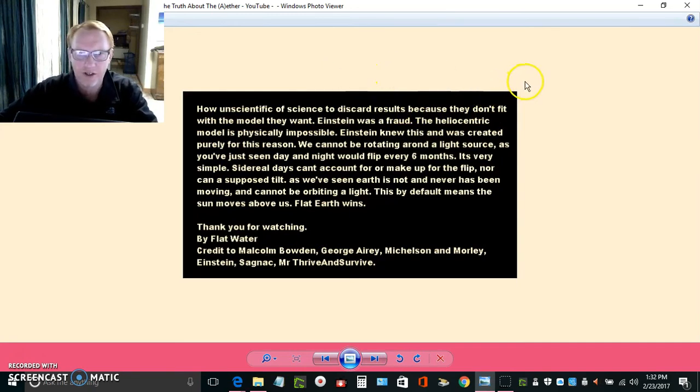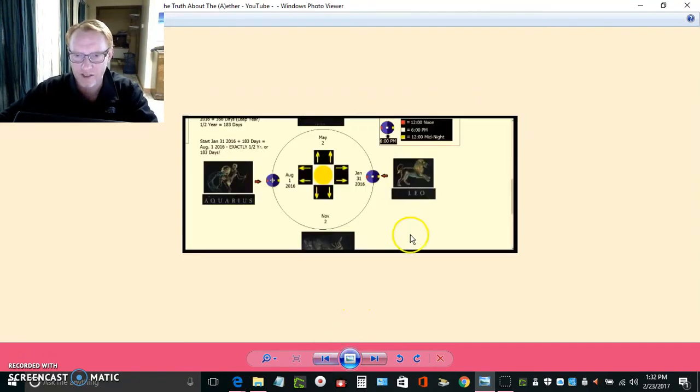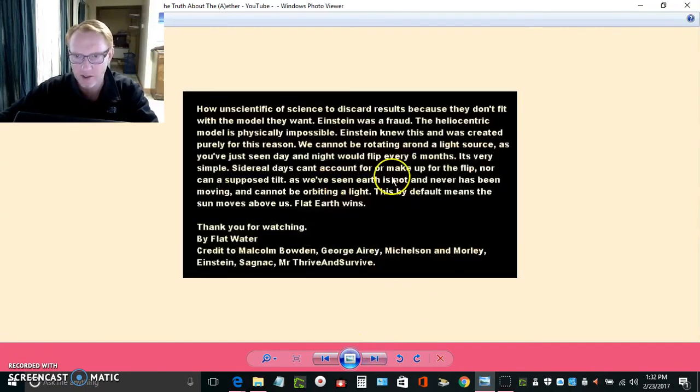Einstein was a fraud. The heliocentric model is physically impossible. Einstein knew this and was created purely for this reason. We cannot be rotating around a light source, as you've just seen; day and night would flip every 6 months. This has to flip. The fact that you see the same stars here as you do here, you should see different stars here. You don't. You absolutely don't. It should flip every 6 months.